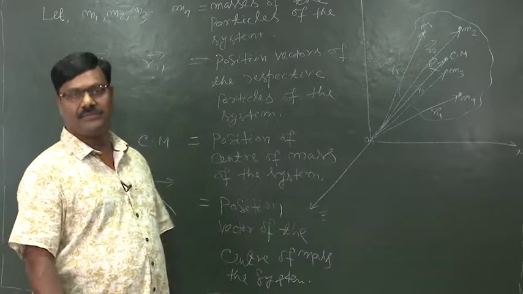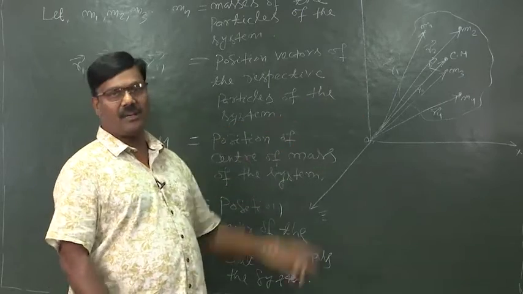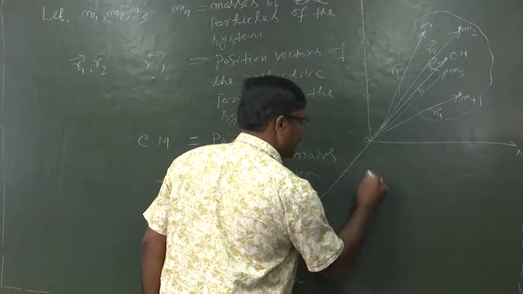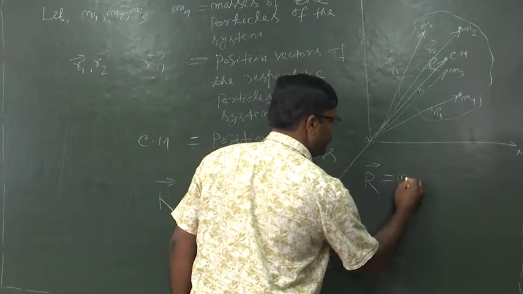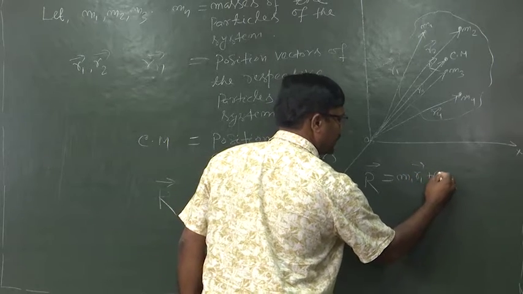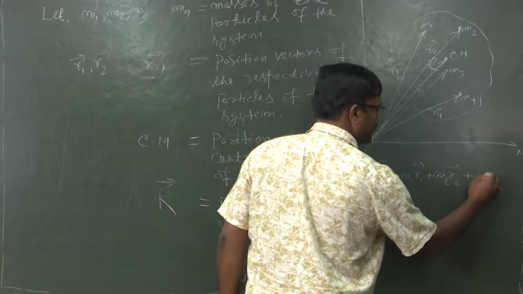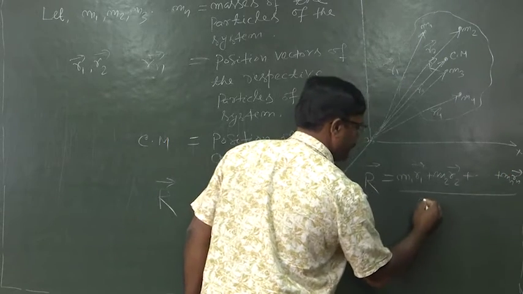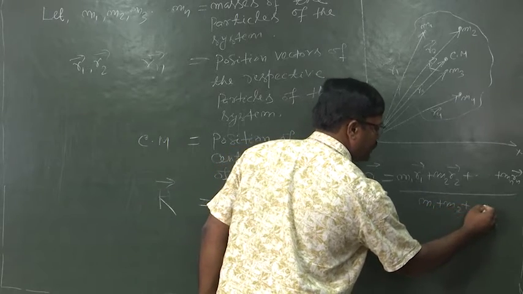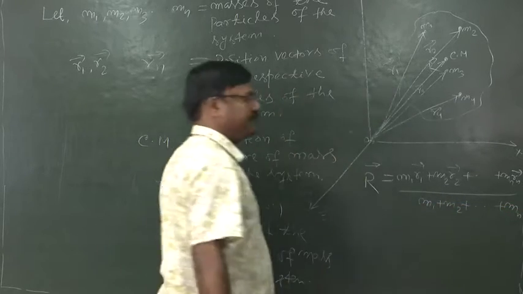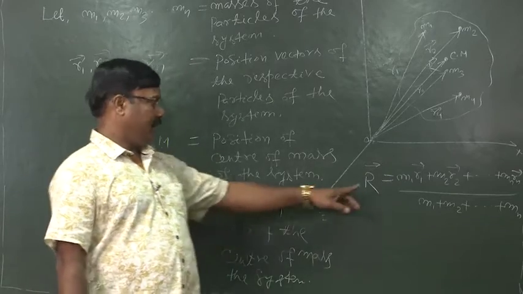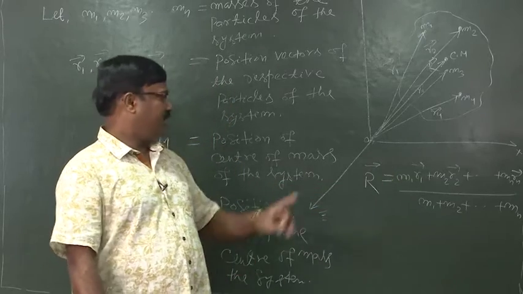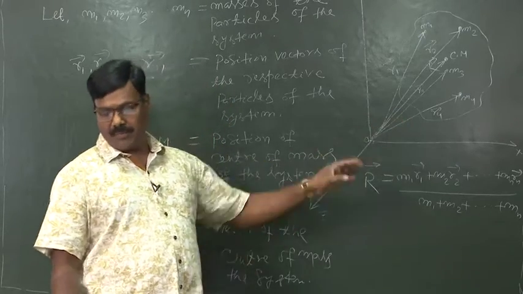particles. Now, the position vector of the center of mass of this system of particles can be expressed as R vector is equal to m1 r1 vector plus m2 r2 vector plus dot dot dot up to mn rn vector divided by m1 plus m2 plus dot dot up to mn. This is the expression for the position vector of the center of mass of a system of particles.